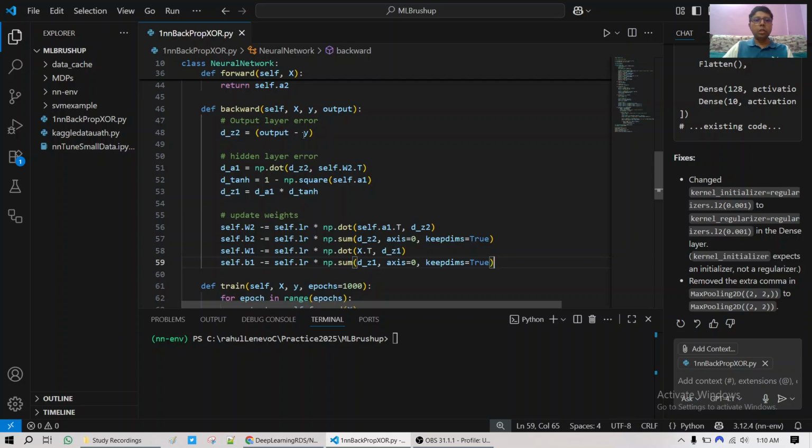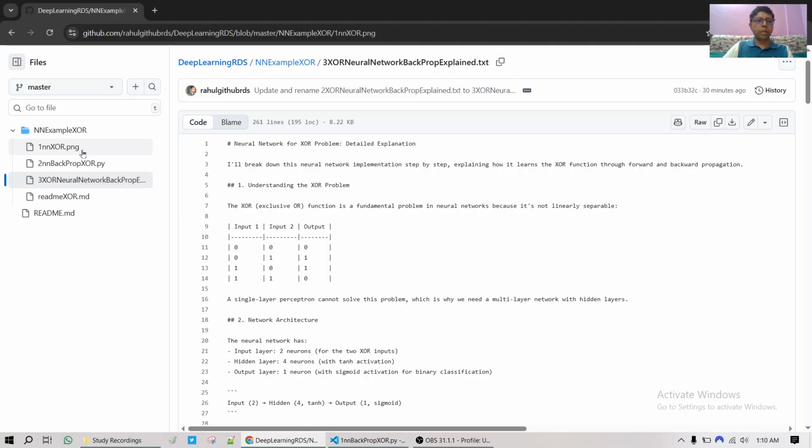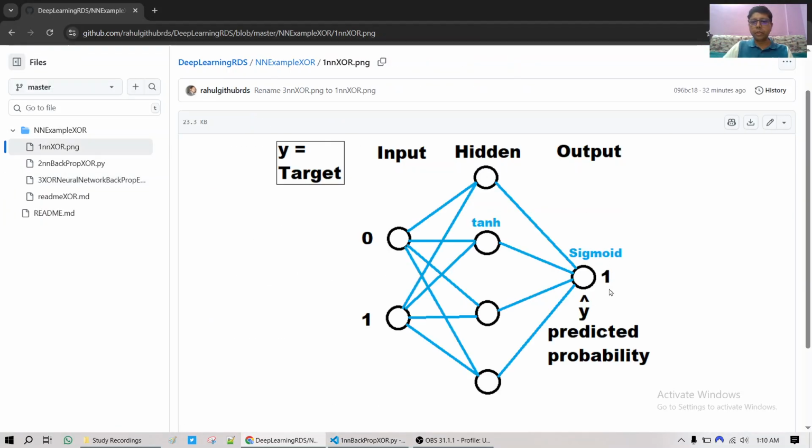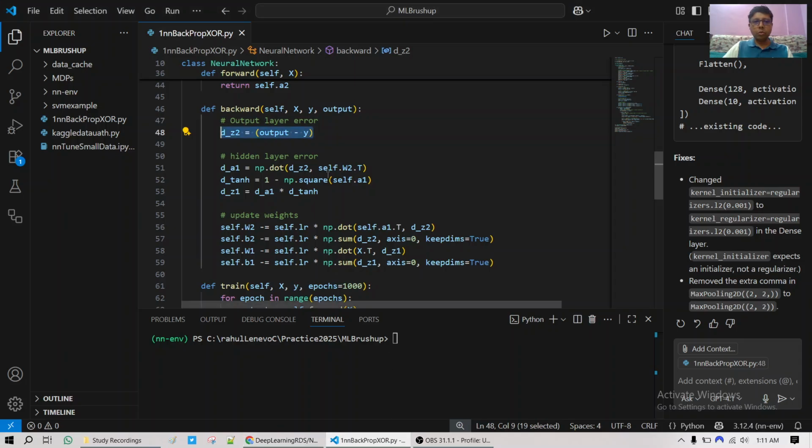So what is meant by that? We are going to get some error. We have got the output here, right? Here we have got the output. We are comparing it with the y. And in the hidden layer, the output of the hidden layer, we calculate this error, we do the dot product of this error and the weightage, right?